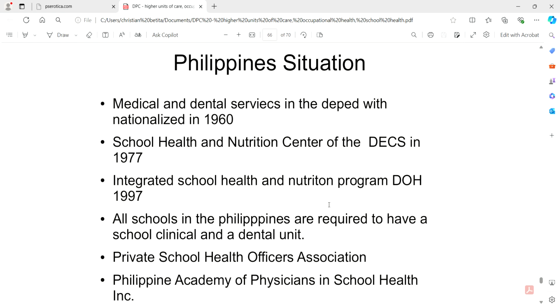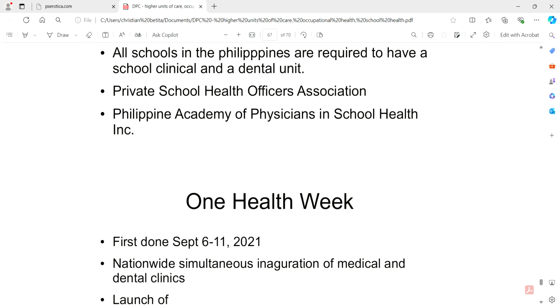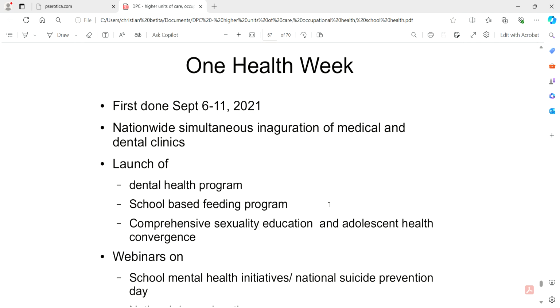We have two societies, namely yung Private School Health Officers Association and the Philippine Academy of Physicians and School Health, which kind of sila yung societies na sumusulong sa school health in the Philippines. Okay. So One Health Week, this is a program of the Department of Health. So this was first done in 2021. This is nationwide simultaneous inauguration of medical and dental clinics, launch of dental health programs, school-based feeding program, comprehensive sexuality education and adolescent health convergence.